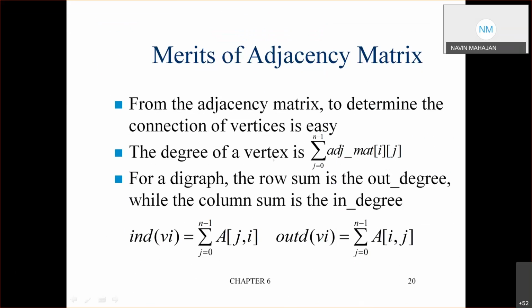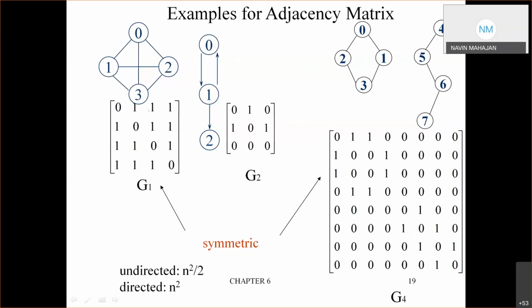The degree of a vertex is what? Adjacency matrix i comma j. If you read all of this, then I will directly get the degree for a particular vertex. What is the degree here in the first case? You just add 1, 2, 3. So 3 is the degree, and for all the nodes it is the same.